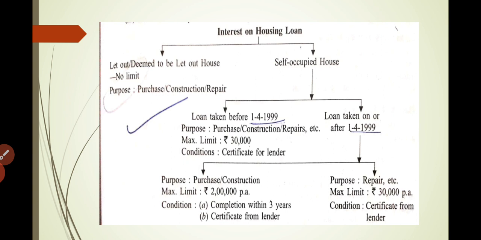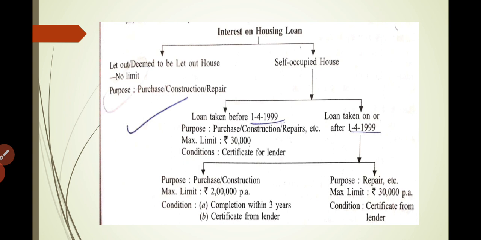Then the second division is loan taken for the purpose of repair of house property. The maximum limit of deduction is 30,000 per annum. The condition is only a certificate from the lender. Interest on housing loan.